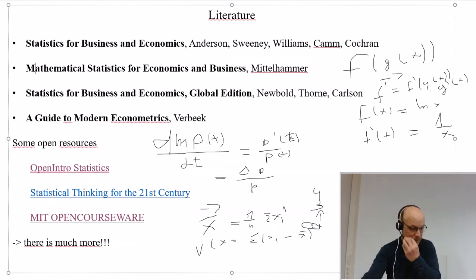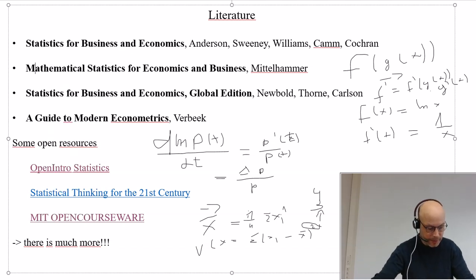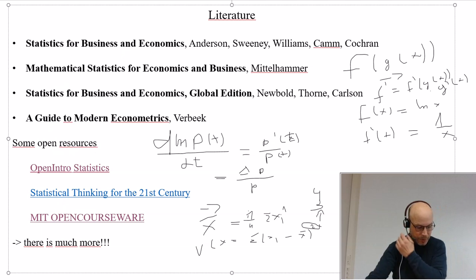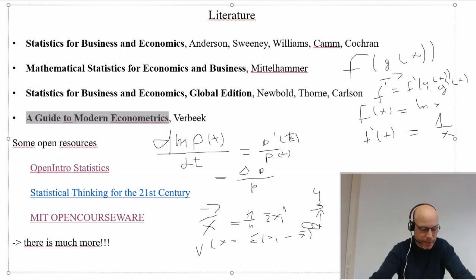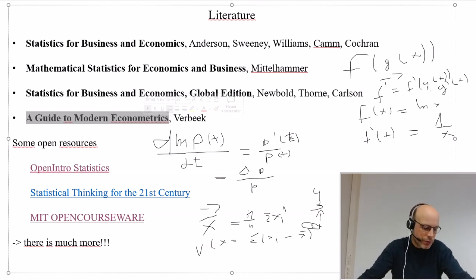and especially I would recommend the last book here, A Guide to Modern Econometrics. This is something in between a student edition of a statistic book, but also a statistic book for every applicant who wants to do any time series.